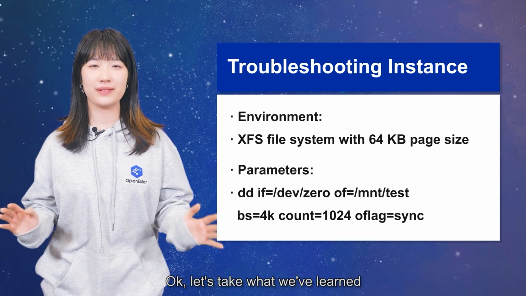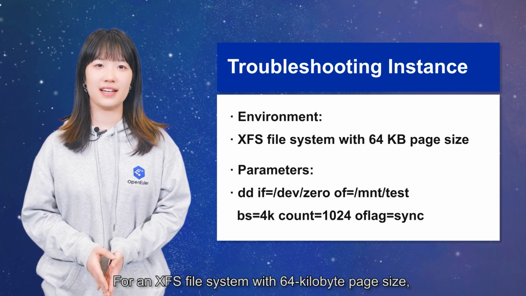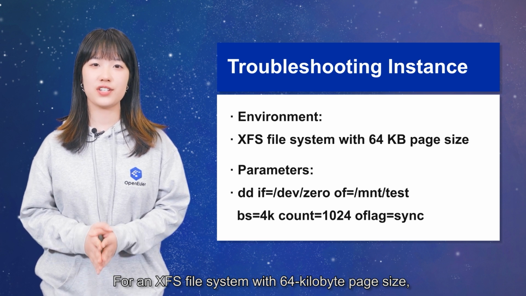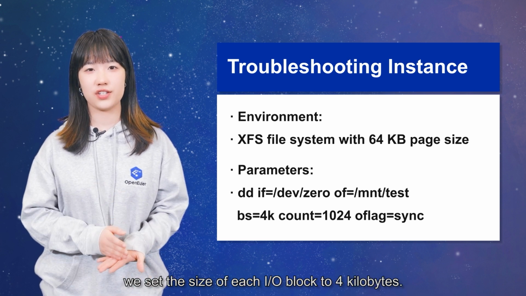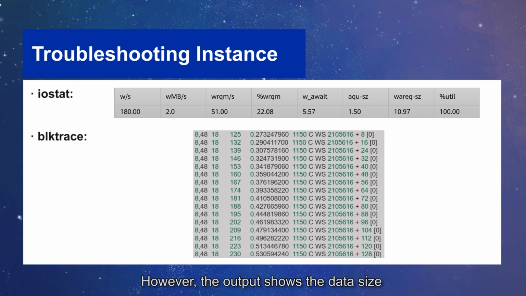Okay, let's take what we have learned and use the two tools for troubleshooting. For an XFS file system with 64 KB page size, we set the size of each I/O block to 4 KB. However, the output shows the data size written per second is 2 MB, far larger than our configuration. To check the issue in a more detailed way, we can use the blktrace tool, the results of which are displayed on the screen.